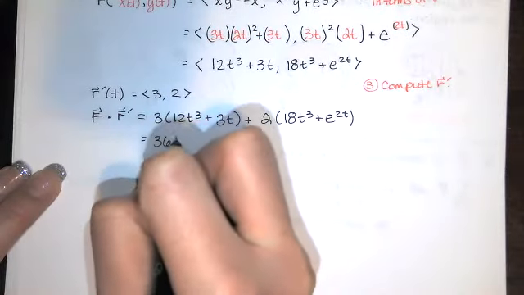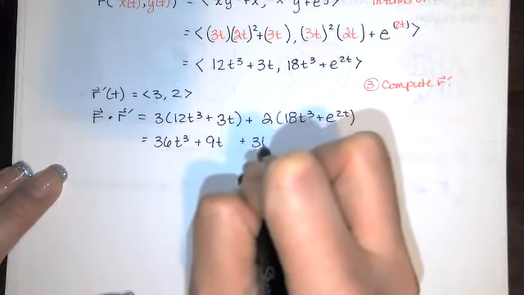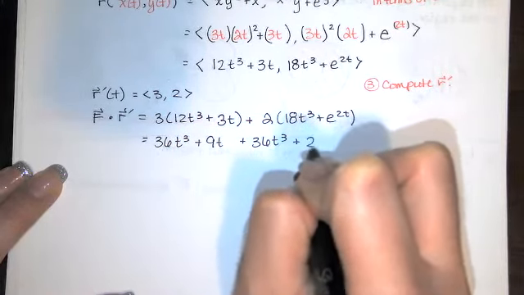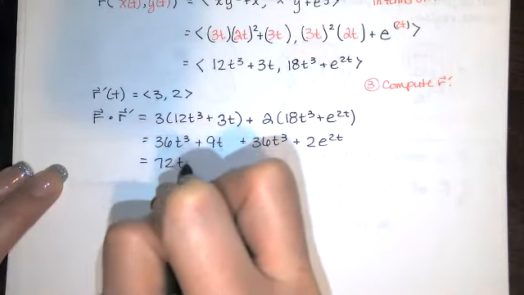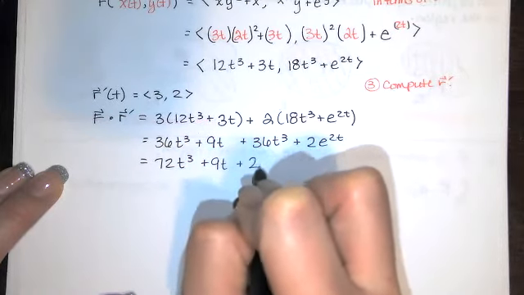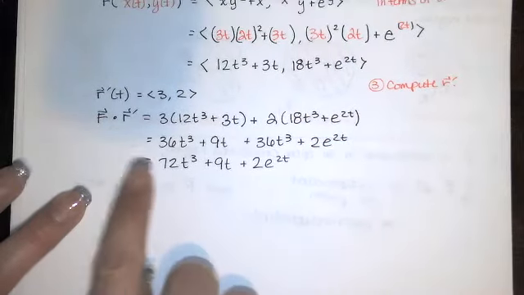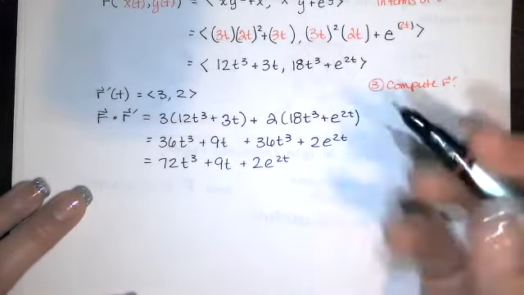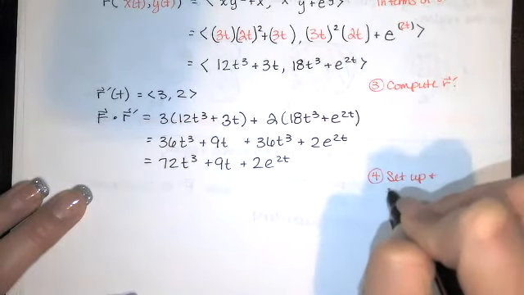So I've got 36t cubed plus 9t, and 36t cubed plus 2e to the 2t. So I've got 72t cubed plus 9t plus 2e to the 2t. And that's going to be my integrand. Then we'll set up and evaluate the integral.